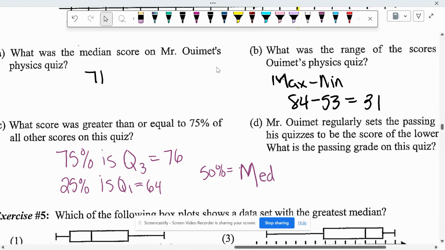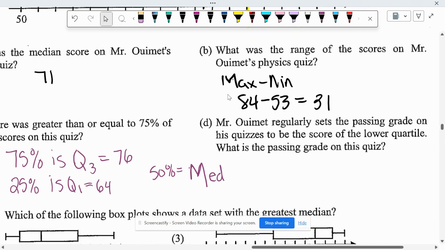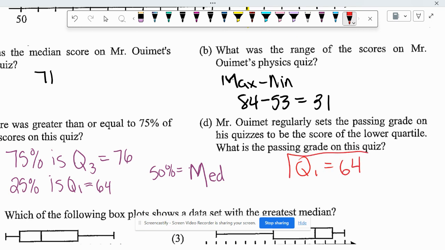75% is Q3. Mr. Clement regularly sets the passing grade on his quizzes to be the score of the lower quartile. So the score of the lower quartile, that's Q1, is 64. So anyone with a score of 64 or higher passes.